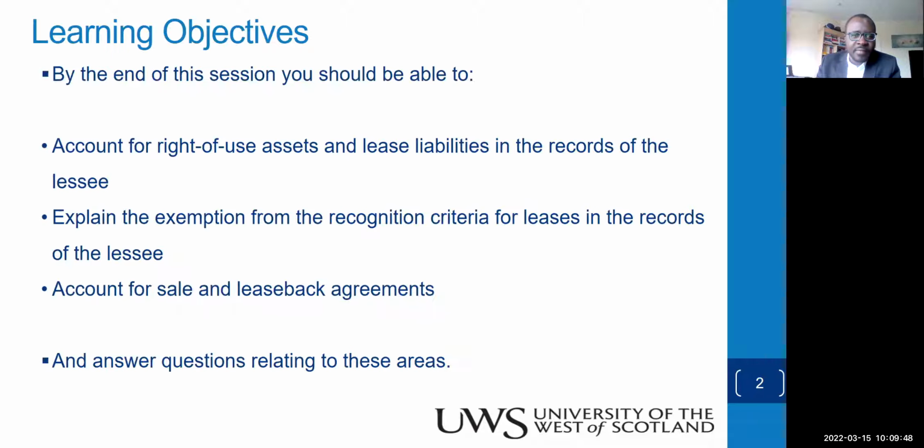At the end of the day, when you go into any lease, there's what we call the right of use asset and the lease liability. Simply, you've acquired an asset, you have the right to use it. That's why we call it the right of use asset, but it's still an asset. And then we have the lease liability. We look at exemptions from the recognition criteria for leases in the records of the lessee, the one who is acquiring the property. Then we account for any lease and sale back agreement.